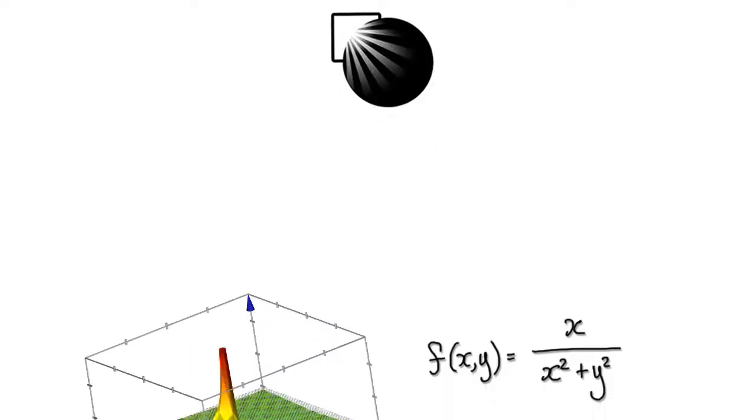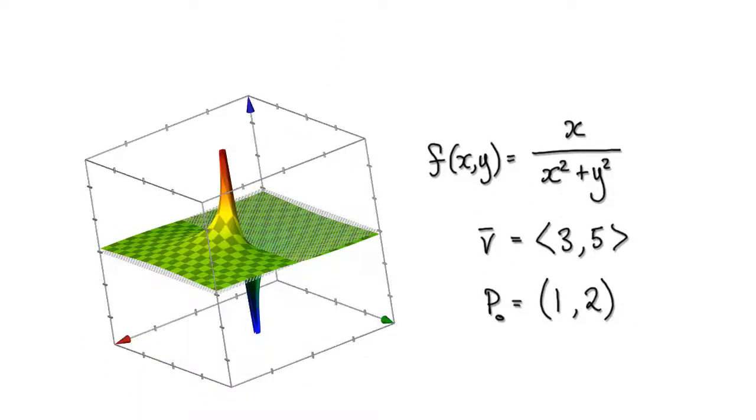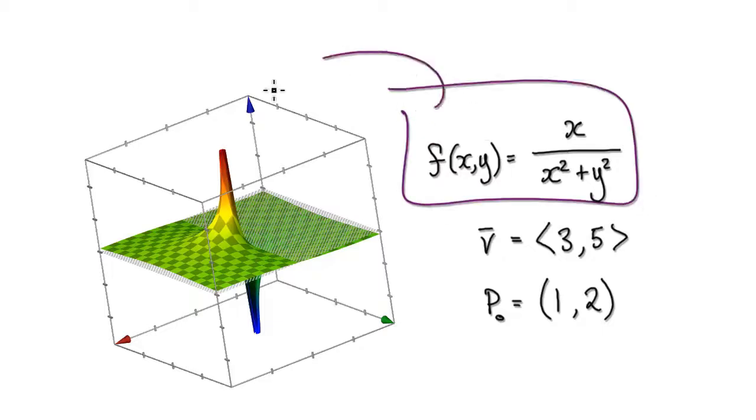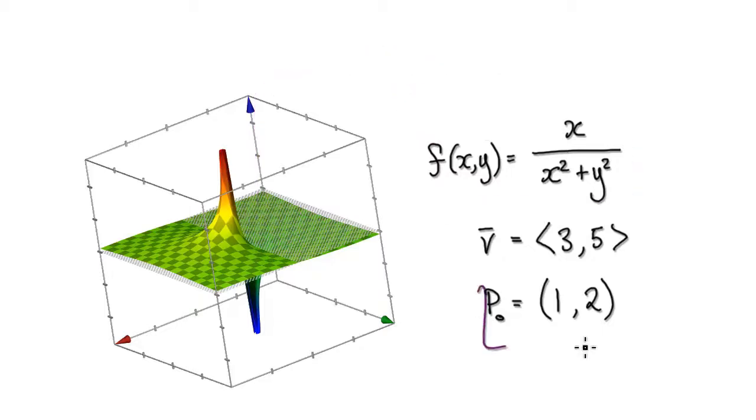Okay, let's give you guys some practice now. Find the directional derivative of this surface at this point in this direction. So what that means is you've got your surface here, at this point.